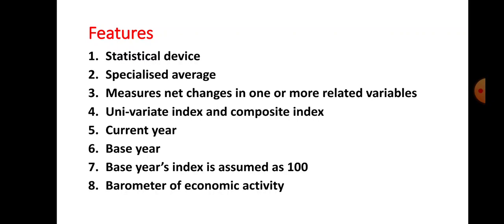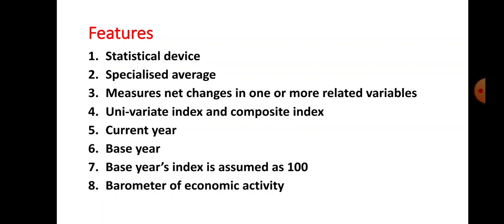Number 4: an index number which is computed from a single variable is called a univariate index number. Again, an index number which is calculated from a single variable is called a univariate index number, whereas an index which is constructed from a group of variables is called a composite index number.